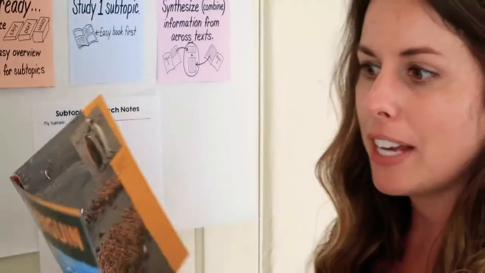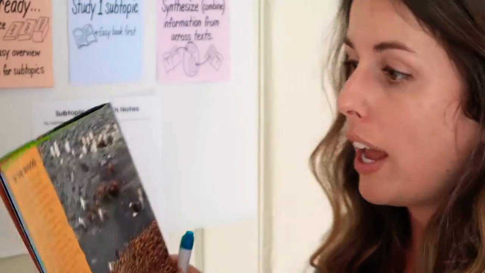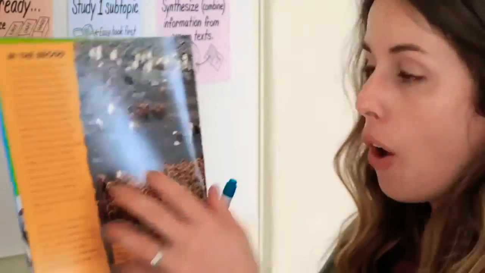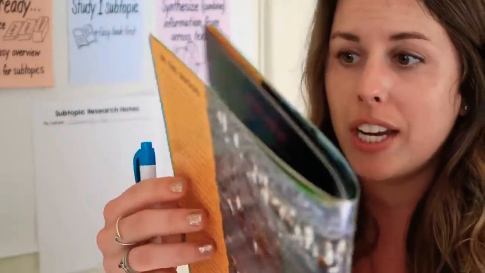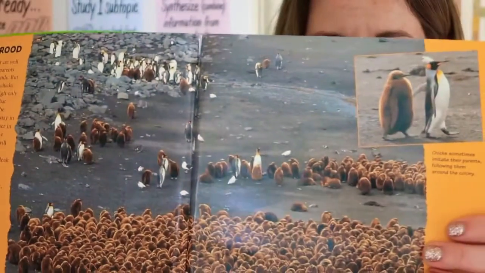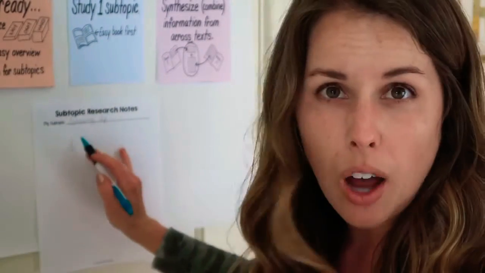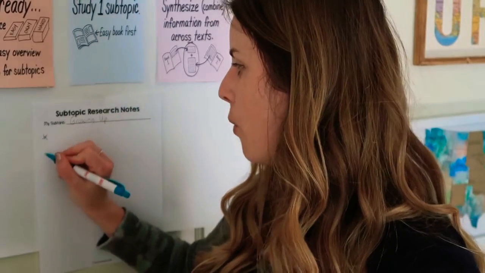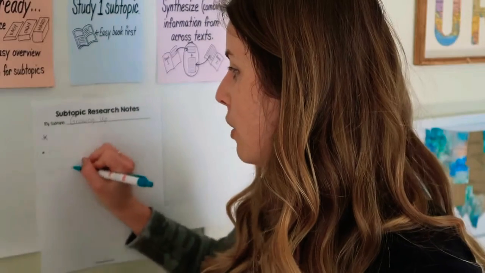In the brood, by May, chicks that are well nourished by their parents weigh about 26 pounds. But by September, those chicks that have survived only weigh about 13 pounds. What happened? Okay, so I finally found another section in my penguin book all about baby chicks and how they grow up. Now I'm going to go through these two texts and start recording notes about them growing up. I can do this with stars or bullets, or I can do it in paragraph form, okay?